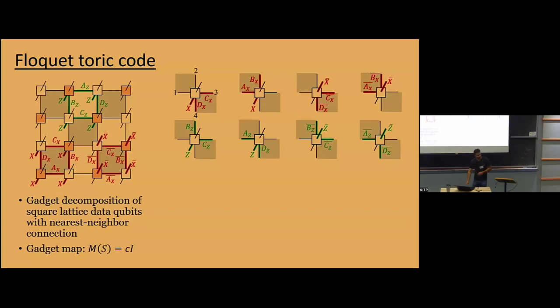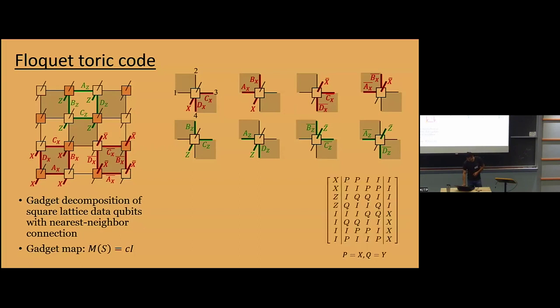And the other constraint we want on this map of this sort of gadget, notice that I'm just taking one gadget over here.